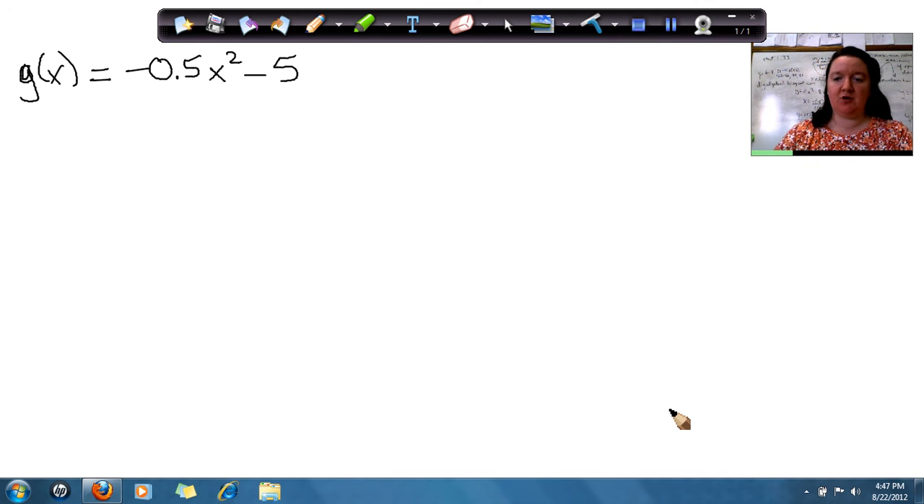Good afternoon. Let's look at question number 48. It says g of x equals negative 0.5 x squared minus 5. And it wants us to graph the function and label the vertex and the axis of symmetry.